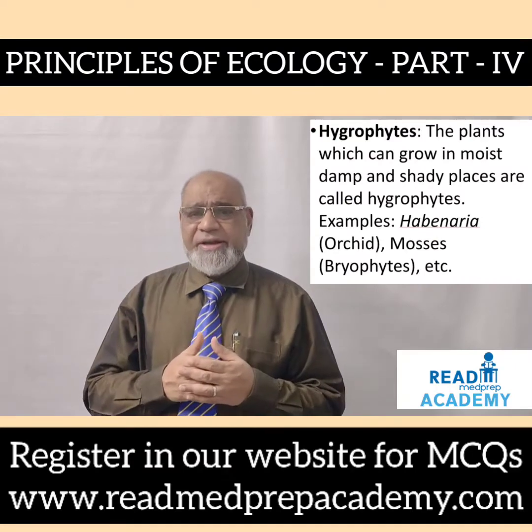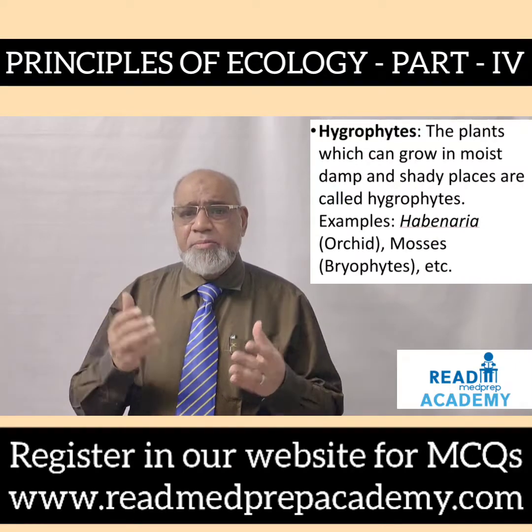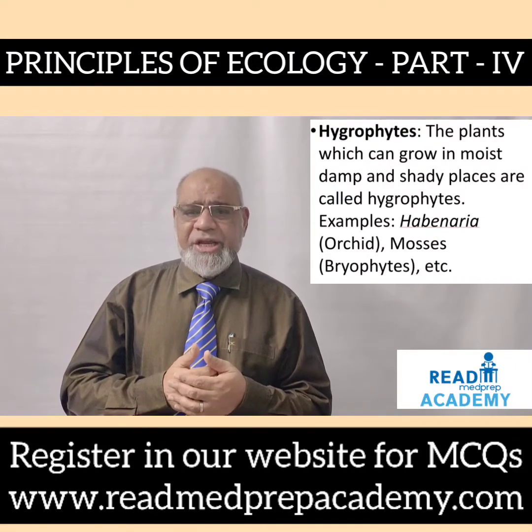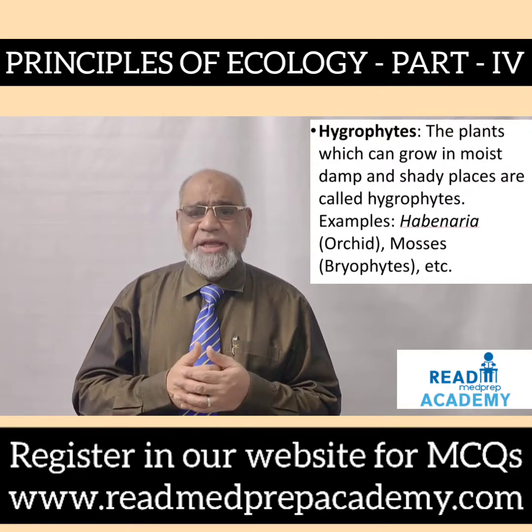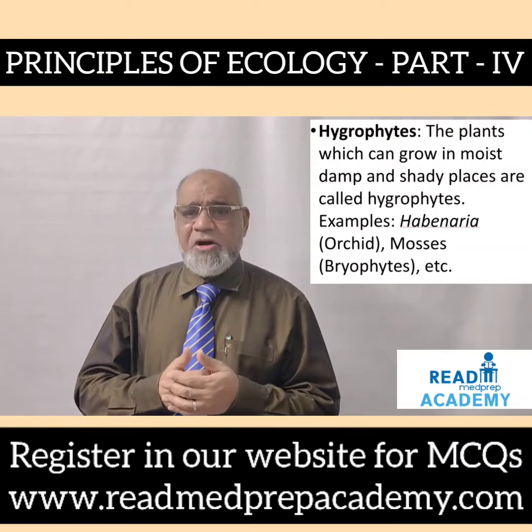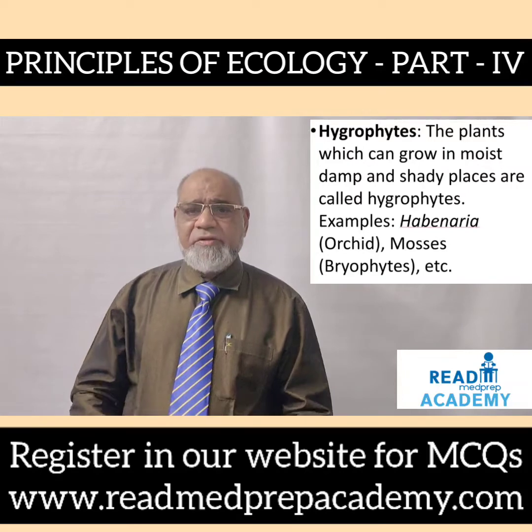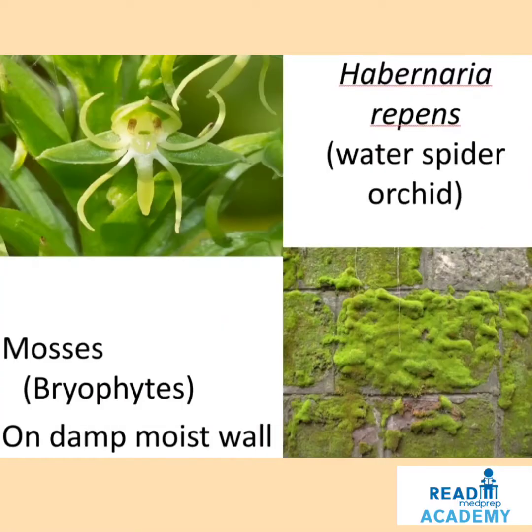What are hydrophytes? The plants which grow in moist, damp and shady places are called hydrophytes. Example, Habenaria, which is an orchid, and mosses, which is a bryophyte, etc. In this image, in the above, you can see the Habenaria repens, which is otherwise called the water spider orchid. In the lower image, you can see the mosses, which is a bryophyte, grown on the damp, moist wall.